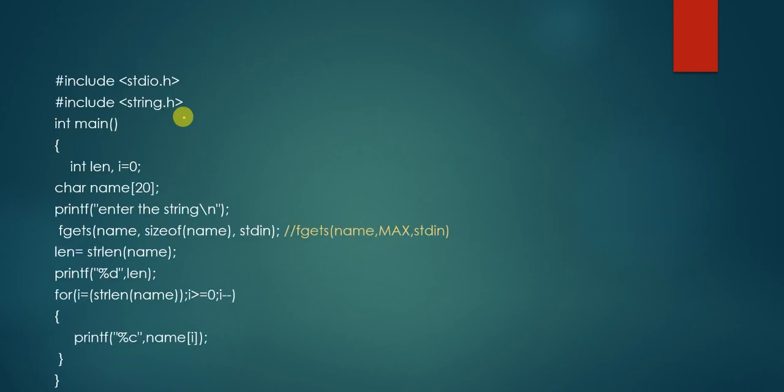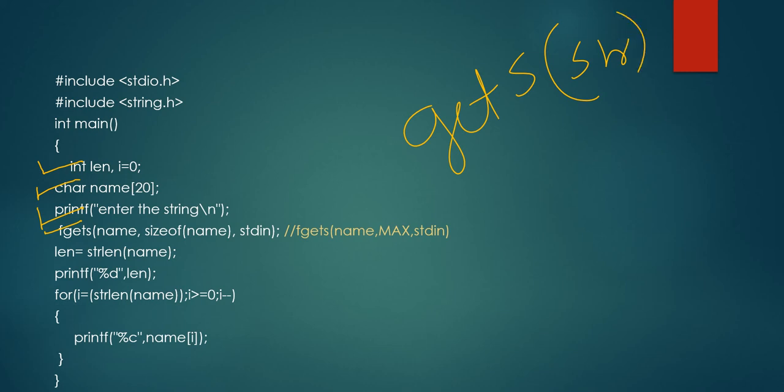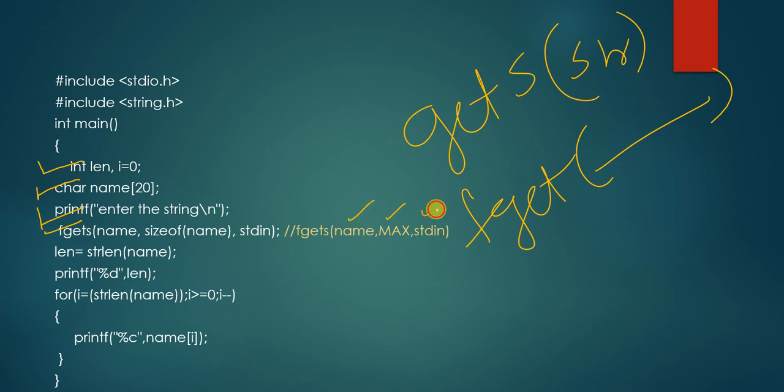So here, I have taken a name of size 20, and then I'll ask the user to enter the string. See here, I am using fgets. There are two things: one is gets(string), another one is fgets(string), and it has this syntax: name, maximum, stdin.